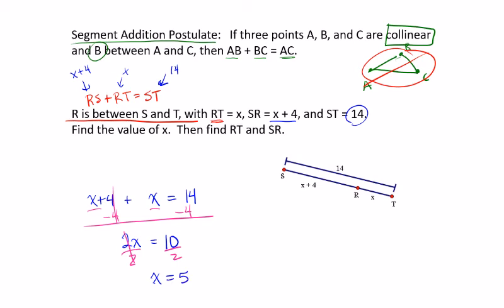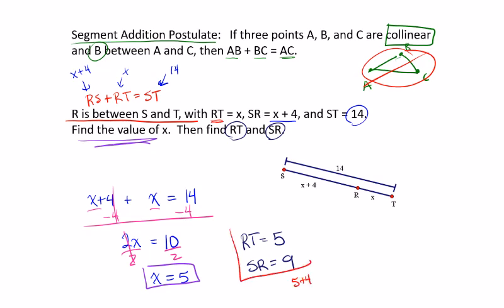Okay, now make sure you answer the question, right? So here it's asking find the value of x. So nice, we did that. But it's also asking us to find RT and SR, right? So RT is X, so RT is going to equal 5. SR is equal to X plus 4, so it's going to be 5 plus 4, which is 9. Okay, just to show you the mental math here. So those are our answers, right? X equals 5, RT equals 5, and SR equals 9.